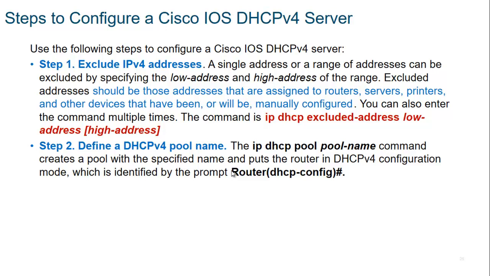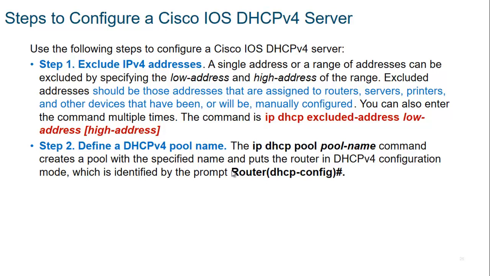One thing about excluded IP addresses: you don't want your server IP address to change all the time, so they usually get a manual static IP address. If they are within the subnet, exclude those addresses from the pool. You can also enter the command multiple times. The command is ip dhcp excluded-address, low address, and high address if it is a range.